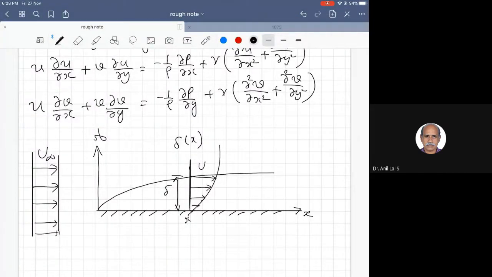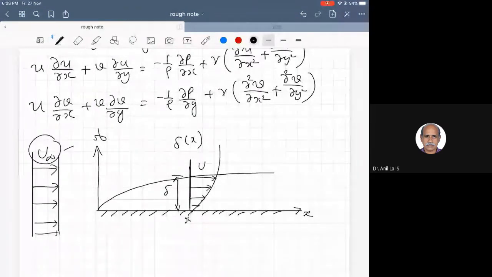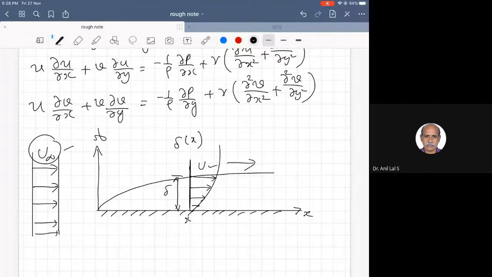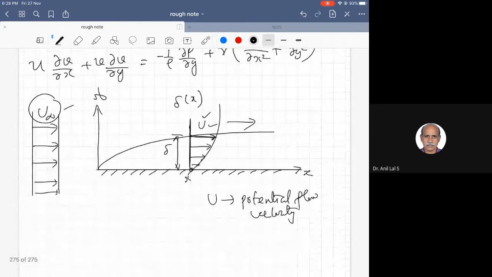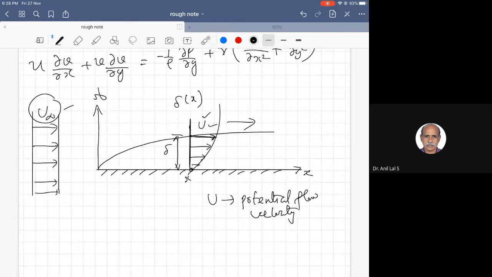So the mean flow at the inlet is uniform along the x direction, and the potential flow velocity U is also along the x direction, and the boundary layer is a region where there is a velocity variation from 0 to the potential flow velocity or outer layer velocity. This is U, the potential flow velocity, tangent to the body surface. The potential velocity is always tangential to the body surface. There is no normal velocity over the body surface.